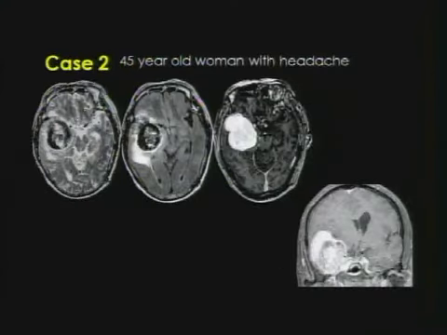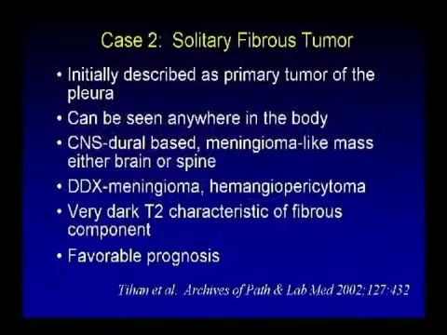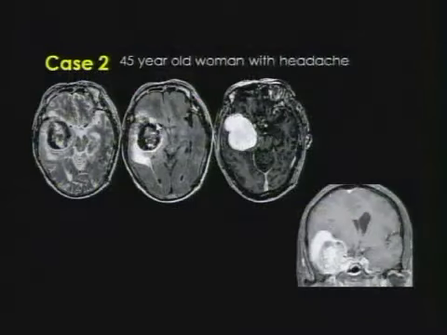Whenever you see an extra-axial mass, and you're about to give a diagnosis of meningioma, look at how dark this mass is on T2, almost black. When you see a black lesion on T2, think about a fibrous lesion. This is a solitary fibrous tumor, a well-characterized WHO tumor. So whenever you see a dark T2 lesion mass that all in the world looks like meningioma, think about solitary fibrous tumor.